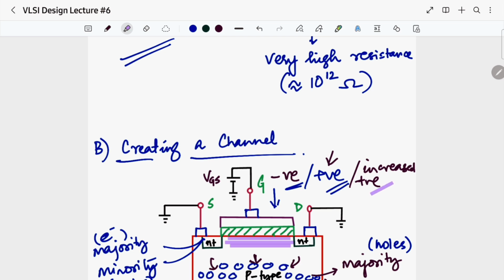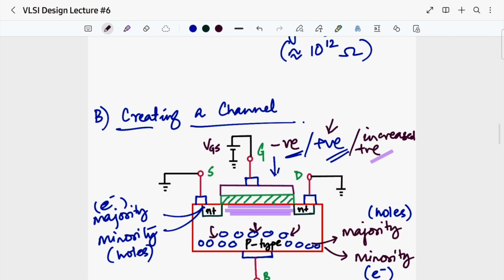Now I have simply increased the positive voltage that we had given at VGS. Okay, now let's see what happens. The moment I have done this, what will happen? Will the holes move towards the surface? Of course not. At the small positive voltage only, it had repelled all those holes. Then if I am increasing the positive voltage, what will happen?